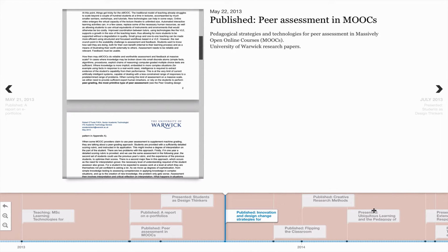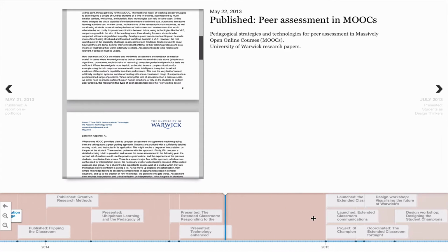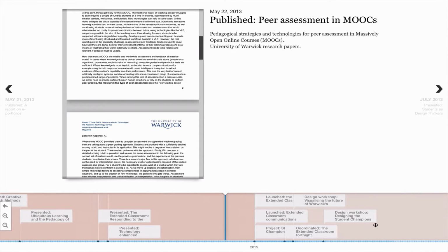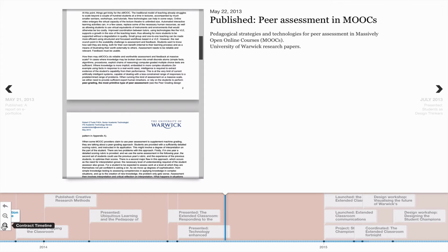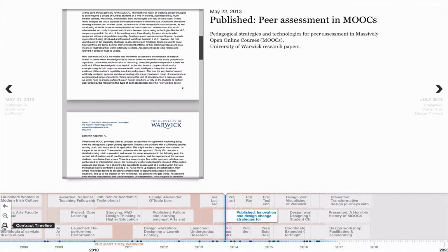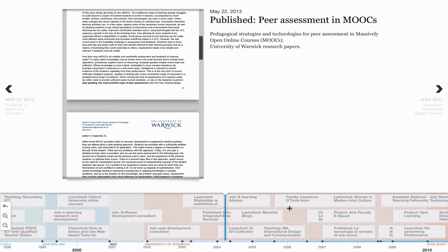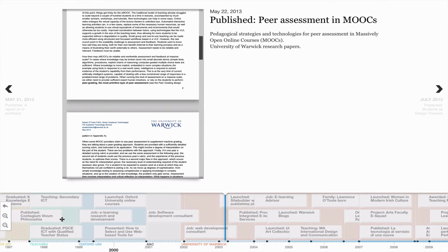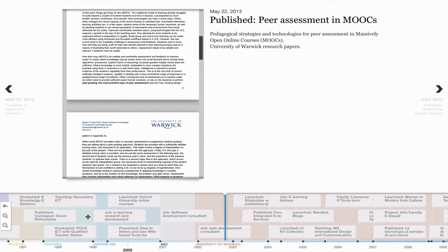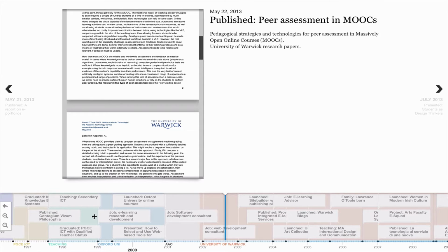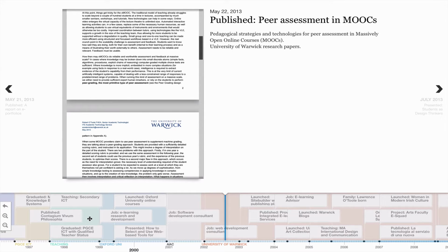Okay, so there we go. Let's scroll all the way to the end. Something else to notice, let's zoom out again, is down here I've divided my timeline up into a series of eras. There you go. And you can see that they've got different colours. So I was teaching in secondary school there. You can see that's got a nice green colour. Then I was at Oxford University and it's blue.